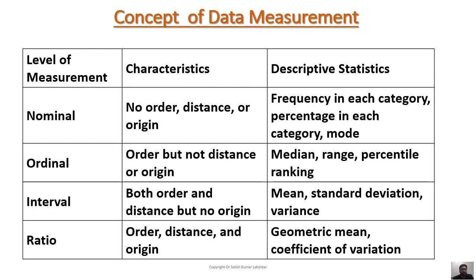Nominal, when we use it, what are the characteristics? For example, we are not having any order, data is not in any order form, or we are having only distance or only the origin of something. Ordinal is used when we are having order, but we are not having any distance or any origin. When we talk about interval, both order and distance are applicable, but there is no origin. Okay. In case of ratio, it could be used when we are having order, distance, and origin. So these are the different characteristics and how we can apply this in descriptive statistics.